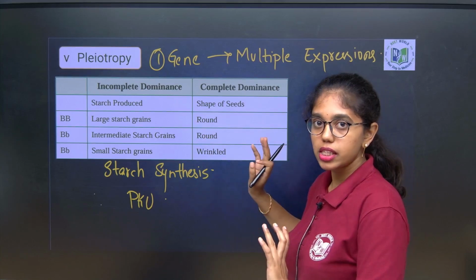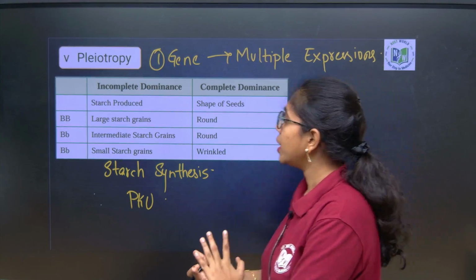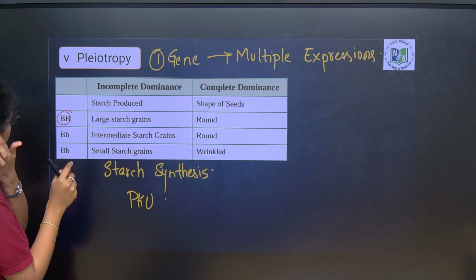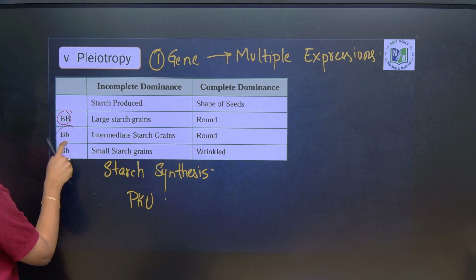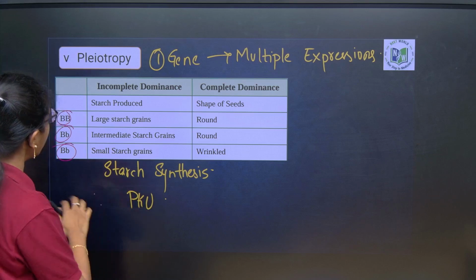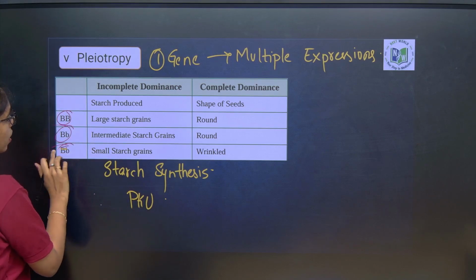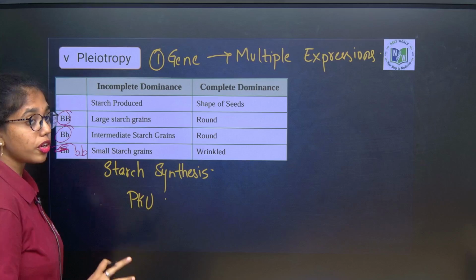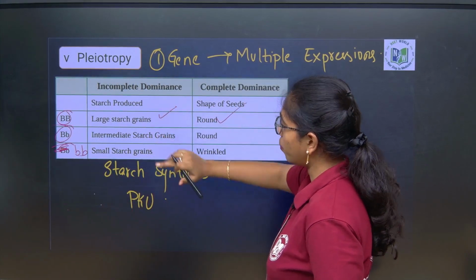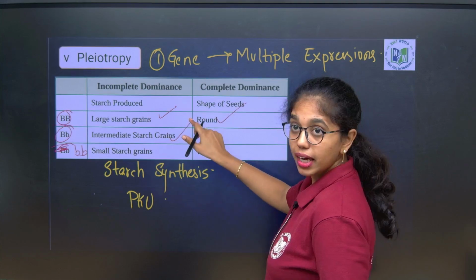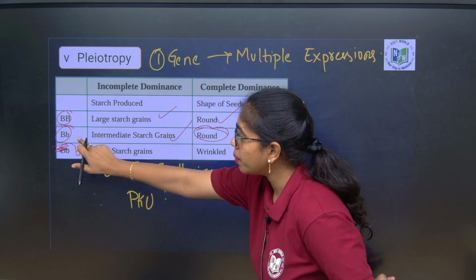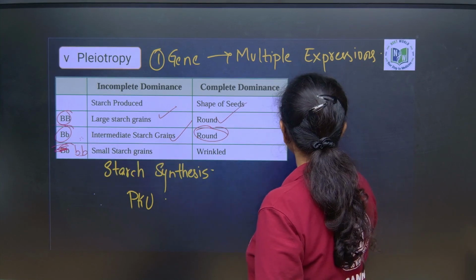How starch synthesis is related, this one we will discuss. It is related as such. So, here if you see capital B, that is homozygous dominant condition, capital B small b, that is heterozygous dominant, capital B small b, that is again heterozygous dominant. Here you have to take small b. So, if you see capital B, large starch grains are present and these are round. Capital B small b, intermediate starch grains, starch synthesis, and these are round. So, capital B small b here is also showing incomplete dominance.